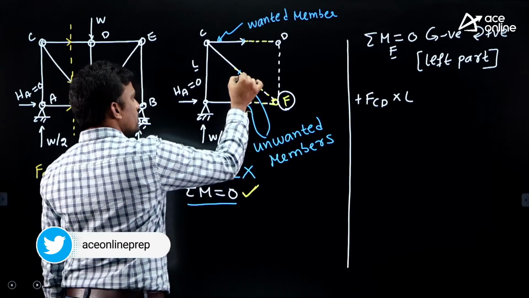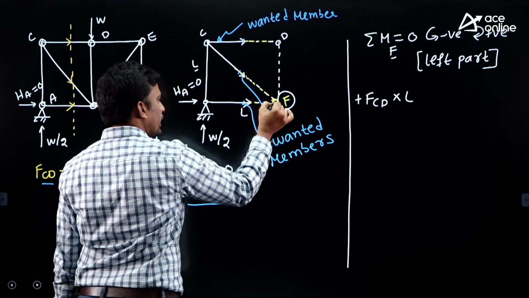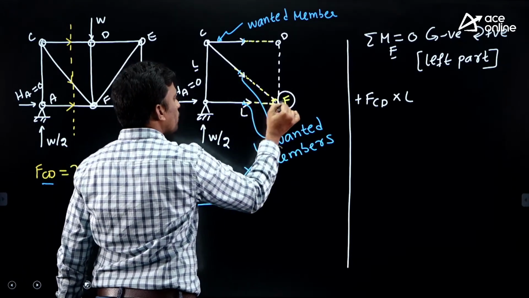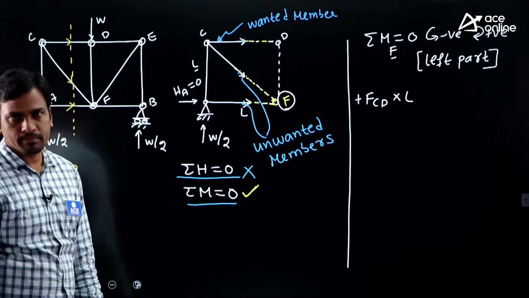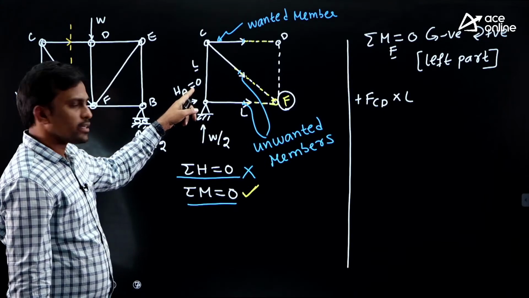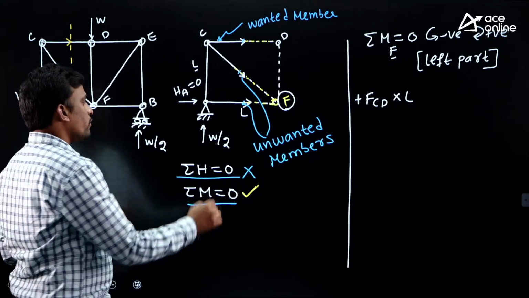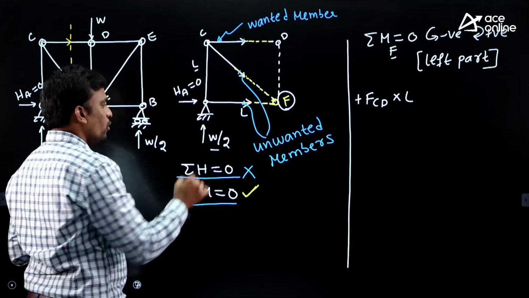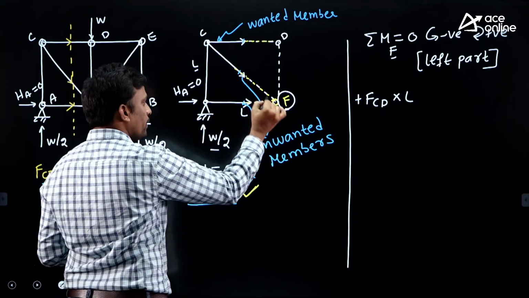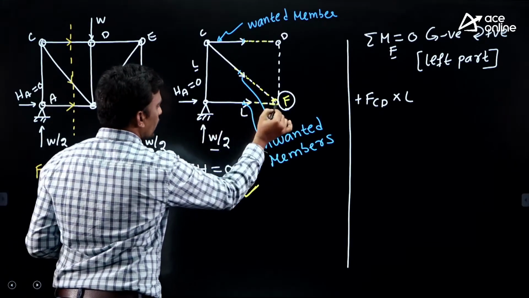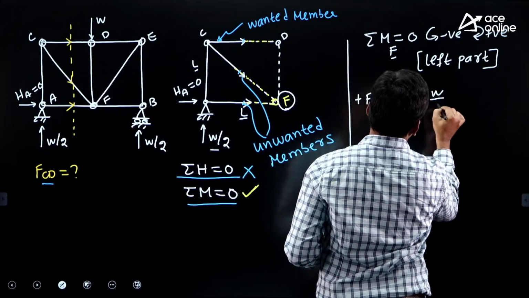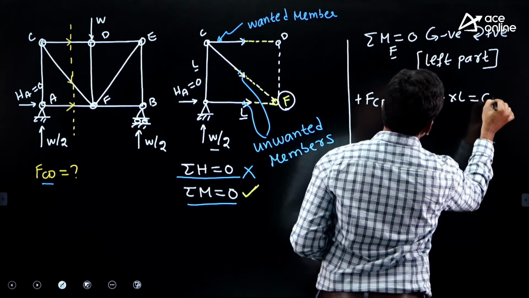Then tell me students, will these two unwanted members develop moment at joint F? No, because the lines of action of these two unwanted members meet at joint F only. Next, two reactions are there. Horizontal reaction is 0, forget about the horizontal reaction. Then what about the vertical reaction? Is it 0? No. Does this vertical reaction develop clockwise moment or anticlockwise moment? This develops clockwise moment. From here to here, what is the perpendicular distance? L. Then this is plus W by 2 into L equals 0.